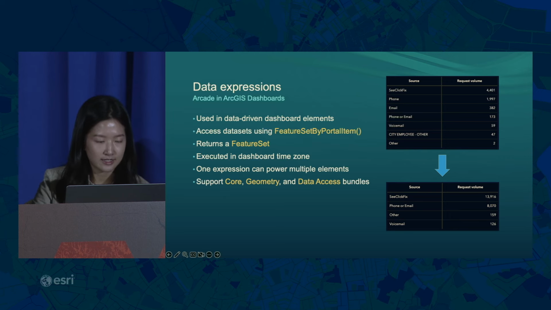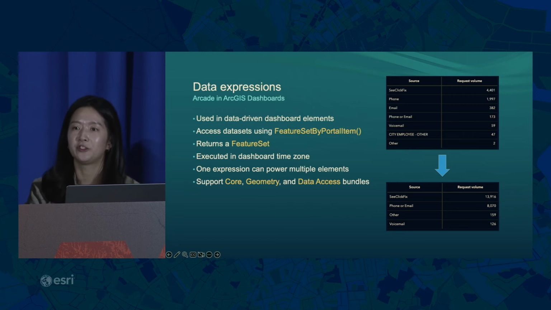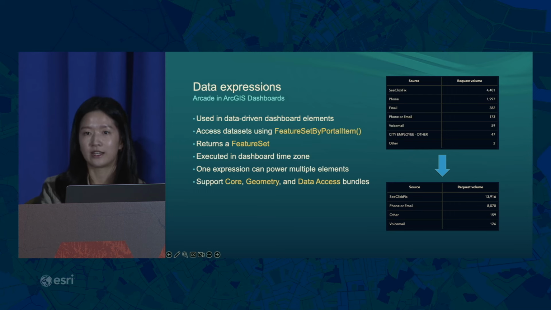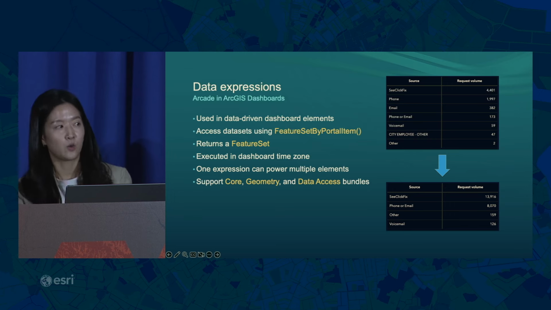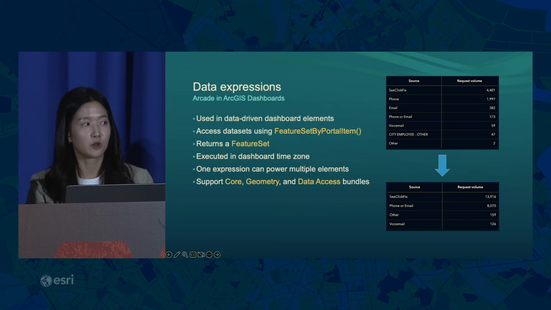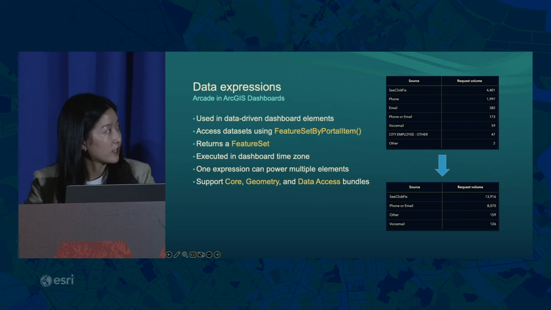In data expressions, you can access existing datasets using the FeatureSetByPortalItem function. And this is going to be the most important line of code you write in your data expression, because this is how you're going to access existing layers in an organization or that is stored publicly. At the end of every data expression, you will return a feature set. And that feature set can be used as a layer or data source to power your visualization in a dashboard. Once you have a data expression, you can use that for multiple elements within a single dashboard. All data expressions are executed in dashboard time zone. And for data expressions, we currently support core, geometry, and data access bundles as of today.